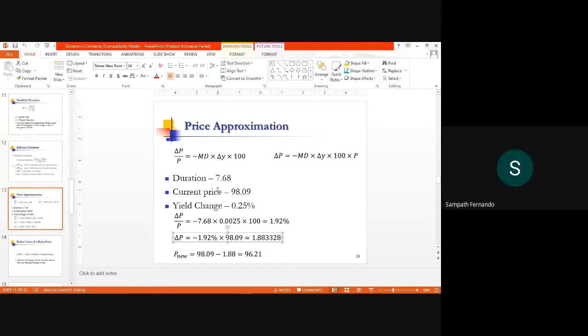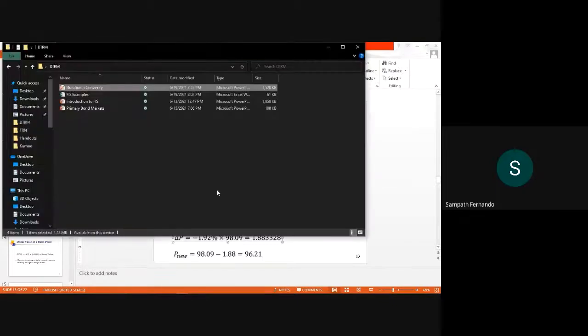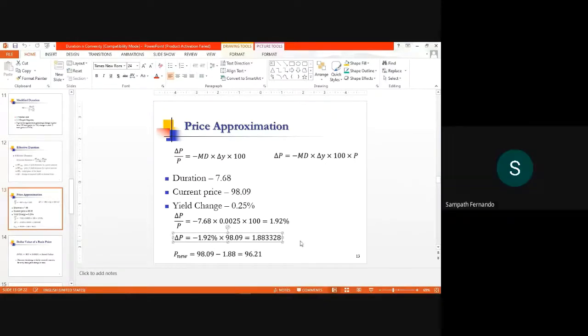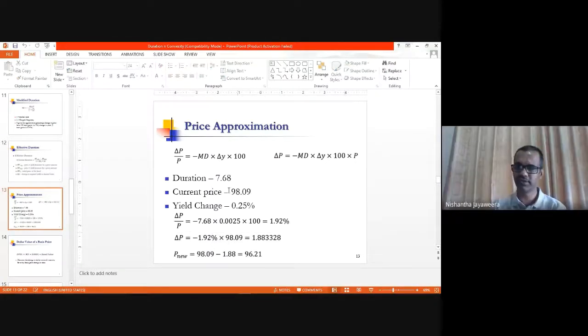So MD is used as a percentage, that's why. Yes, we use this as a percentage. MD, modified duration, is also a percentage. We interpret it as a percentage. 7.68 is a percentage. Okay, thank you.